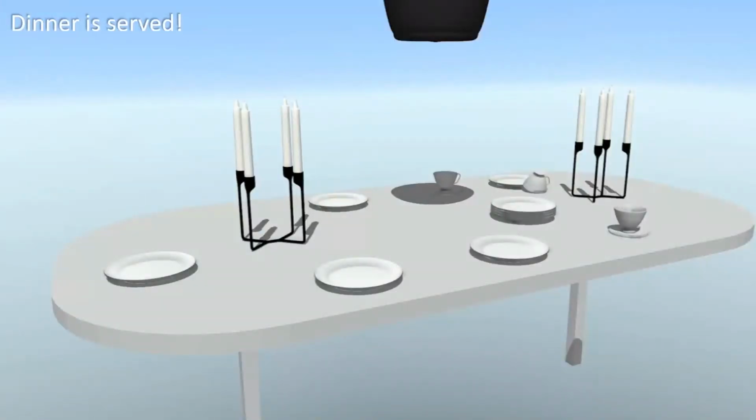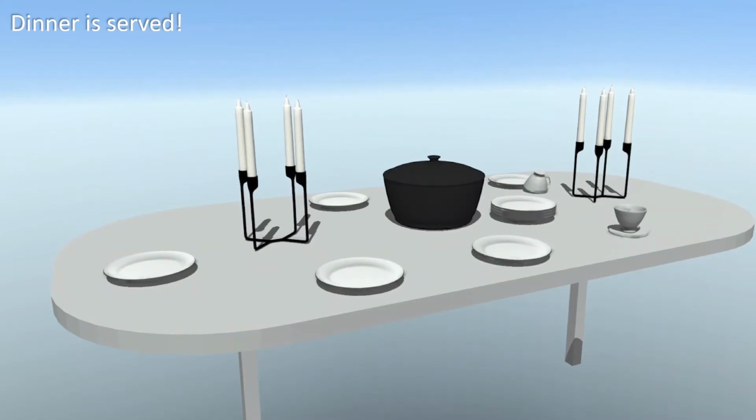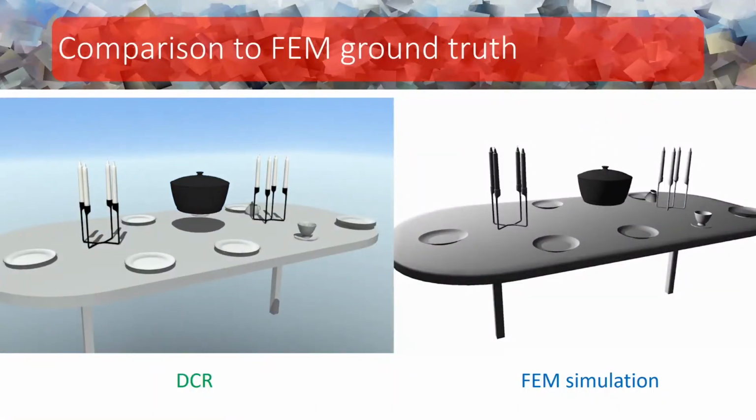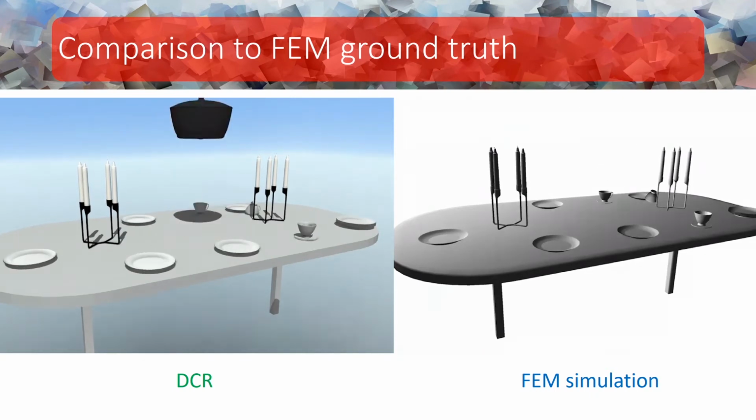Here we see distant collision response in action. A heavy pot is dropped onto a table, causing plates and cups to jump. The collision response of the table is computed using a reduced FEM model using the first 20 modes. Observe that even stacked objects exhibit plausible secondary dynamics. By comparing to an FEM simulation with a small time step, we see that distant collision response gives dynamical behavior that is qualitatively similar to the ground truth.